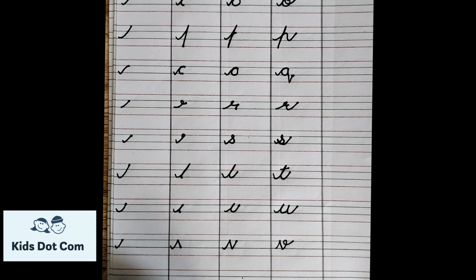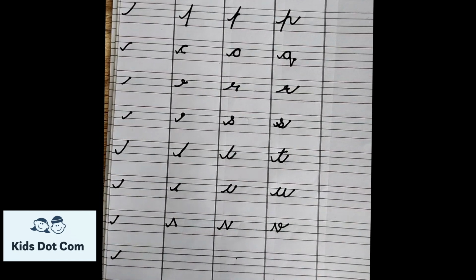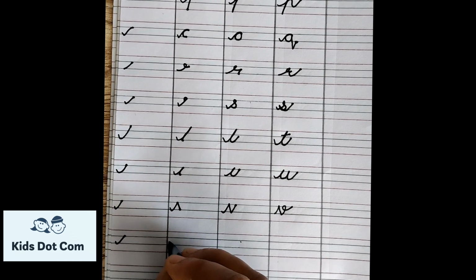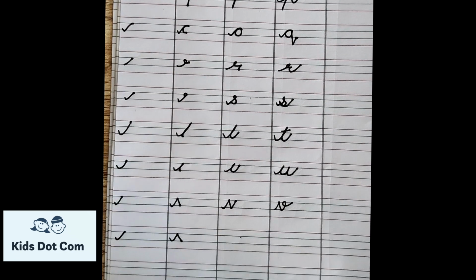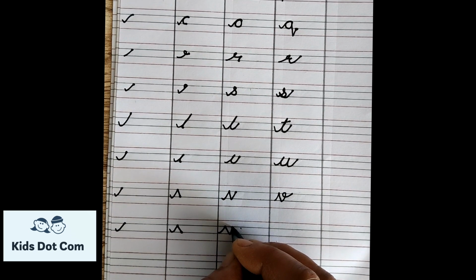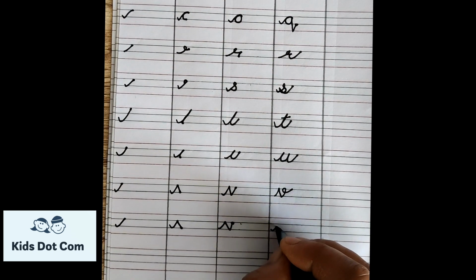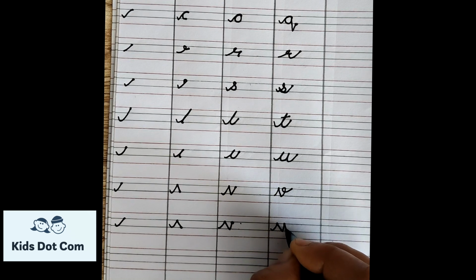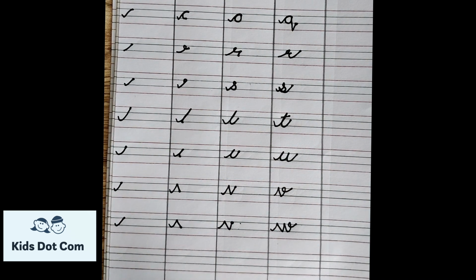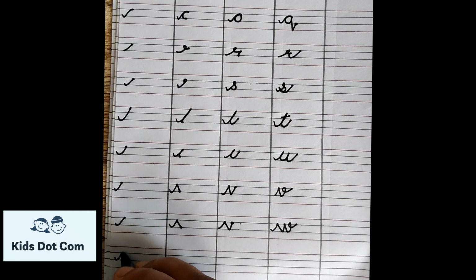How to make W? Same. Slant. One slant. Here. Okay, W. Now X. Here, same.